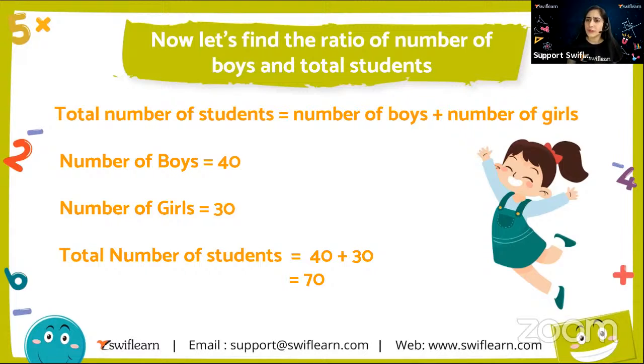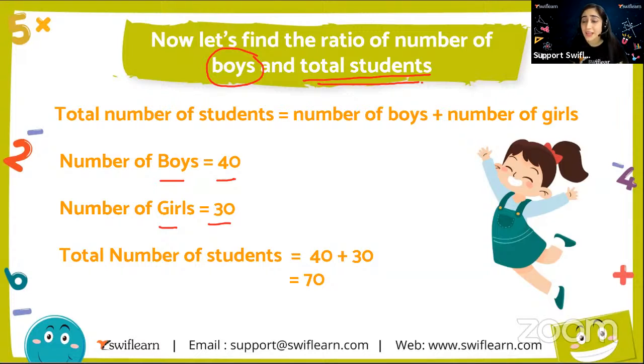But the total students are not given. We were given the number of boys. It was given that the number of boys were 40. The number of girls were 30. But the question is saying compare the number of boys with the total number of students. But we don't know what is the total number of students. That was not given. So can we solve it? Still can we solve it? Think about it once more. Can we still solve it?